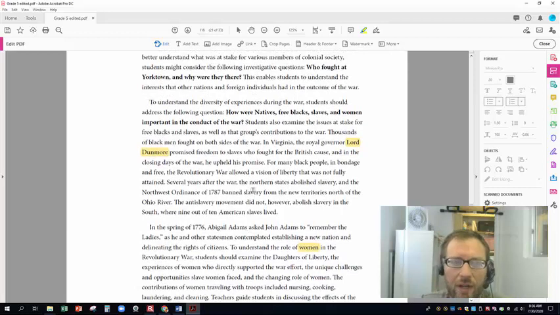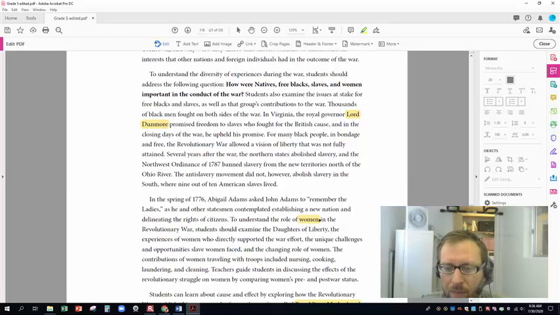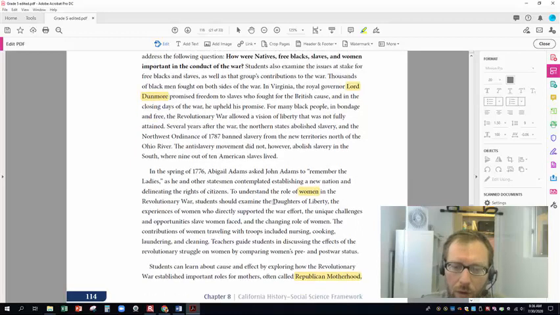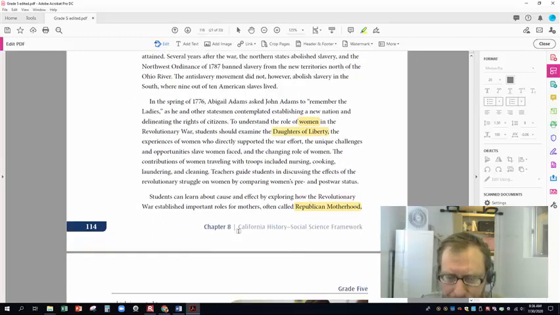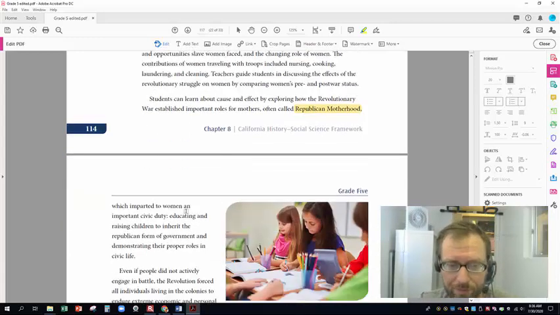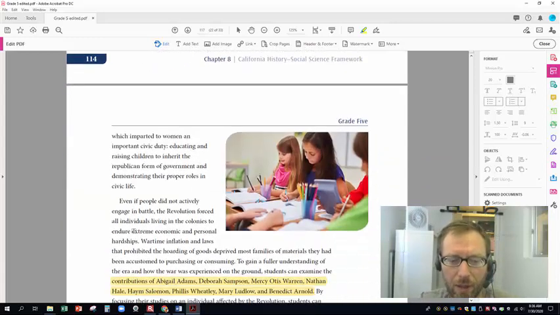And then other examples of what happens when you fight a war for independence, but people hold others as slaves. The role of women in the war, the Daughters of Liberty, Abigail Adams, this concept of Republican motherhood, which is that when you create a new nation, a new government that has citizens, mothers become super important in educating their sons to be good people, to be good citizens. Civic duty becomes really important.